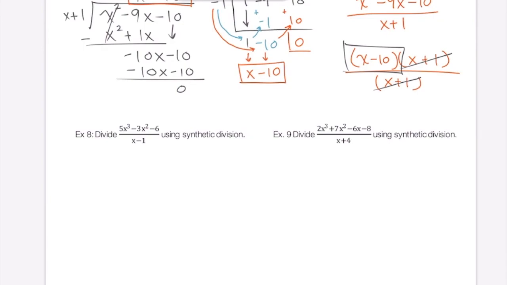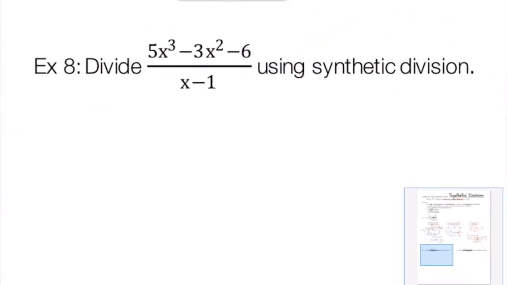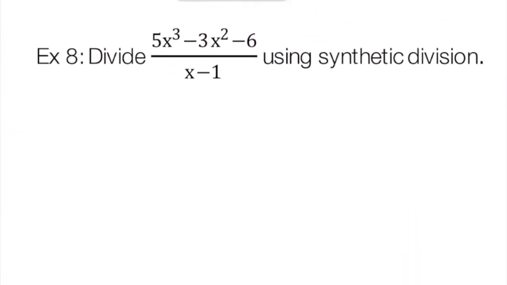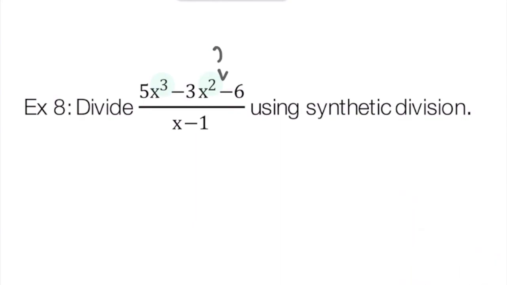Okay, I know that's going to take some practice, so just hang in there. Let's do a couple more. So first, notice we are dividing by a linear factor, but we are missing a term. I want you to notice we have an x cubed and x squared, but we're missing an x. So what we need to do is we need to add basically a 0x in here.